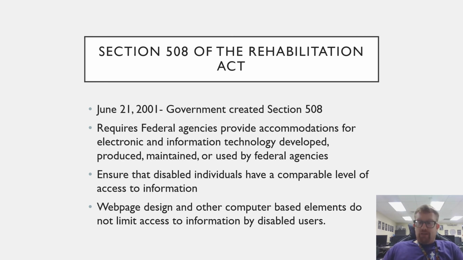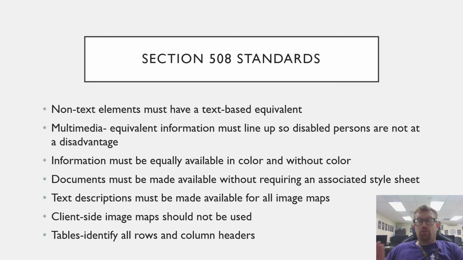This applies to government websites, okay? This is to ensure that disabled individuals have a comparable level of access to information. Web page design and other computer-based elements do not limit access to information by disabled users. This is all for government websites, okay? If you go to the IRS website, or the Department of Justice website, or the Supreme Court website, any website within the government has to meet the 508 standards, which are the following.